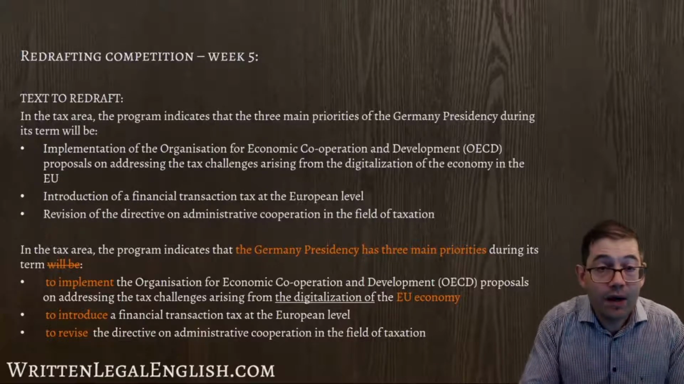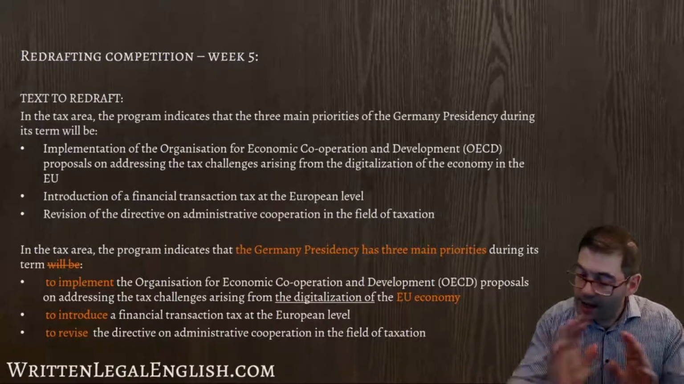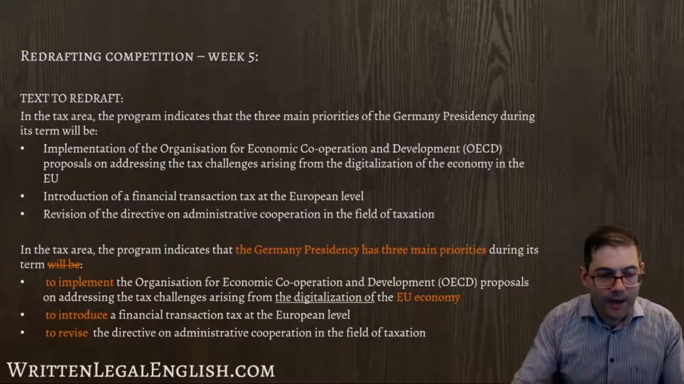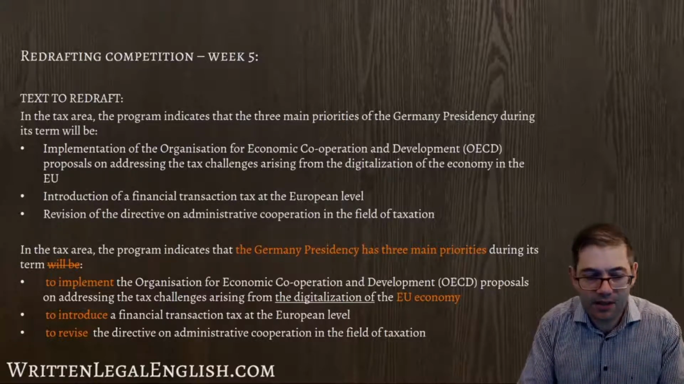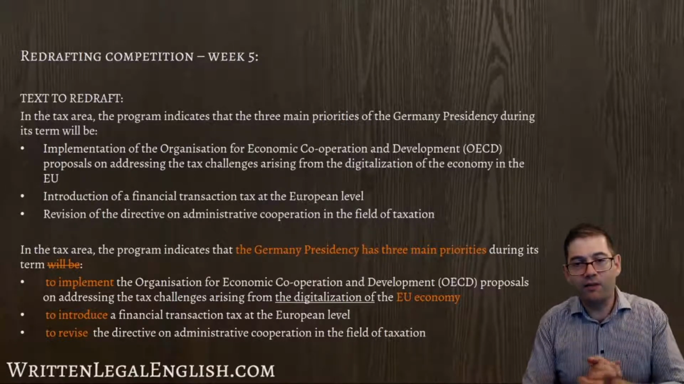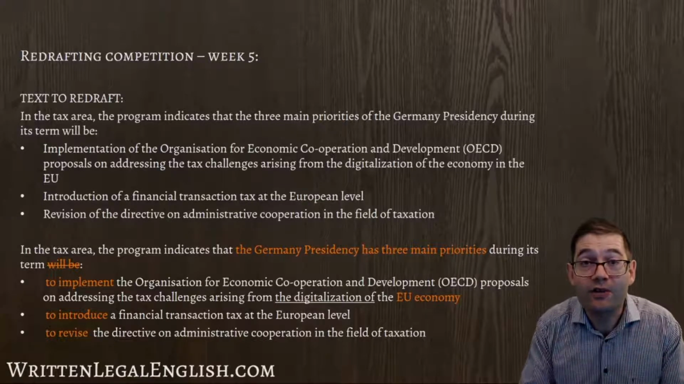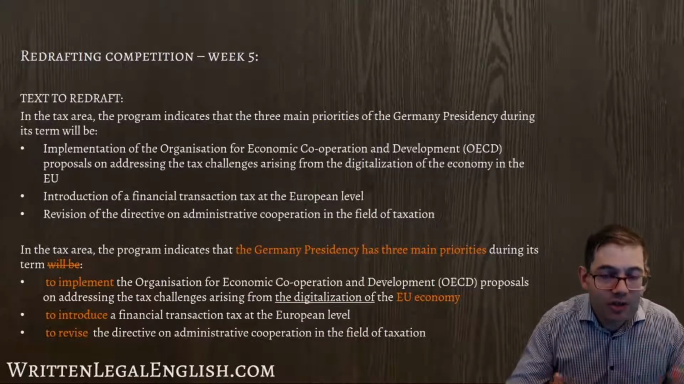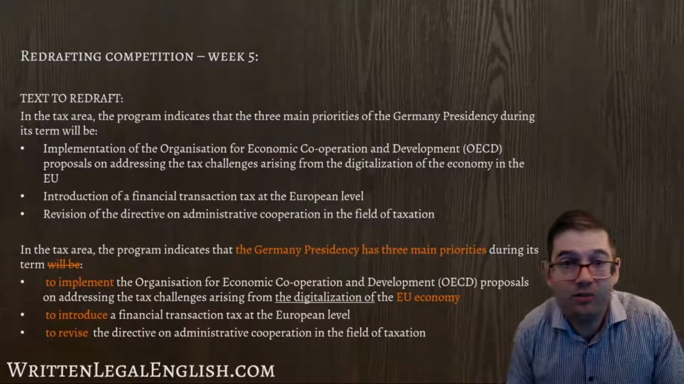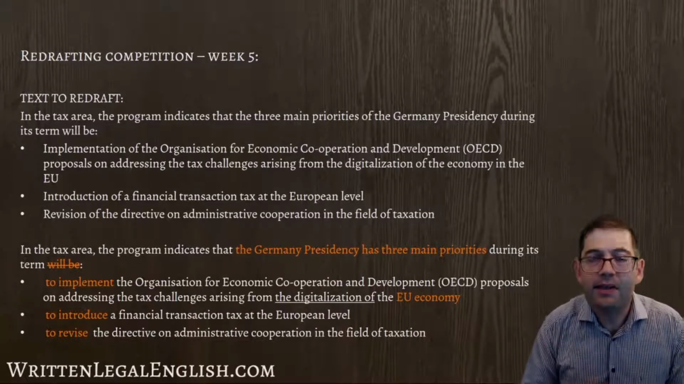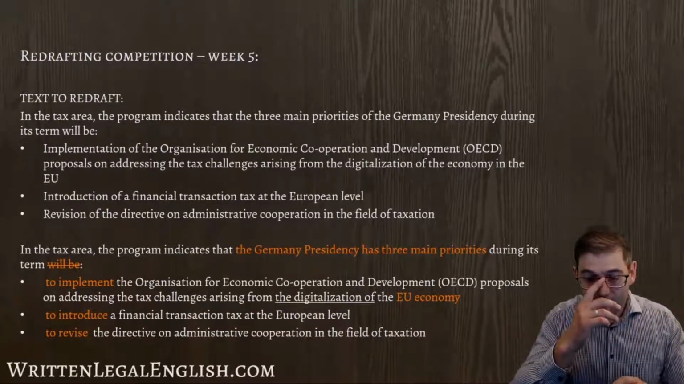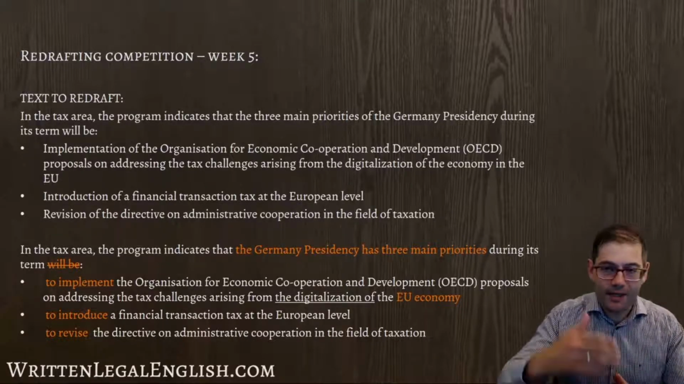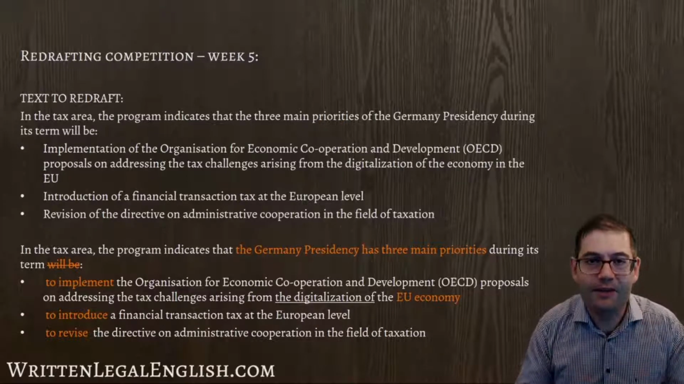And of course, you might have chosen to use gerunds instead. Absolutely fine. Implementing the Organisation for Economic Cooperation. Introducing a financial transaction tax. Revising the Directive on Administrative Cooperation. Gerunds, even though they are nouns, suggest action, suggest purpose, and so they are also great for the beginning of points in a list. On my one-to-one course, I talk about the vocabulary hierarchy that I like to follow, and gerunds and verbs, of course, are much higher on the scale than nominalizations.